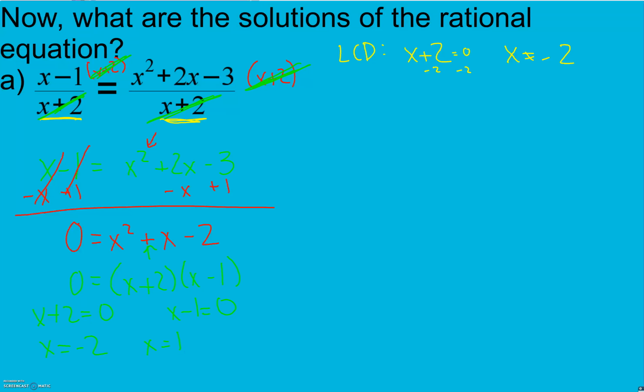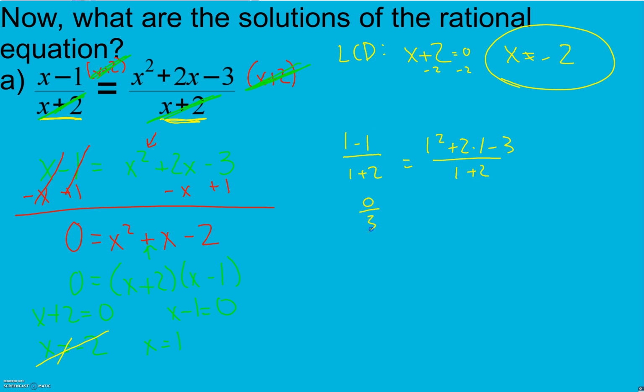Again, we have to check our answers. When I check, I know that x can't be negative 2. So I can just check 1 here. 1 minus 1 over 1 plus 2 equals 1 squared plus 2 times 1 minus 3 over 1 plus 2. I get 0 over 3 is 0. I get 1 plus 2 minus 3 over 3. 1 plus 2 is 3, minus 3 is 0 over 3, which is 0 equals 0. So that checks. And I get just x equals 1.